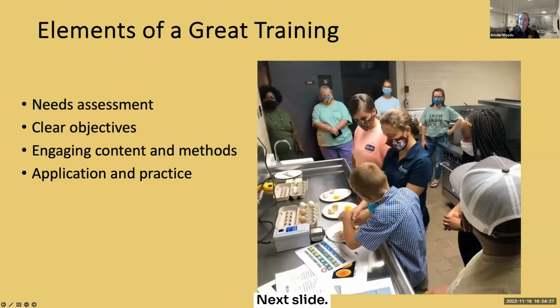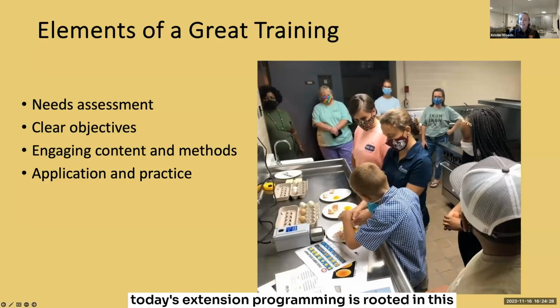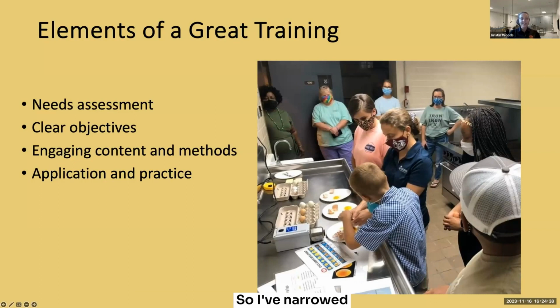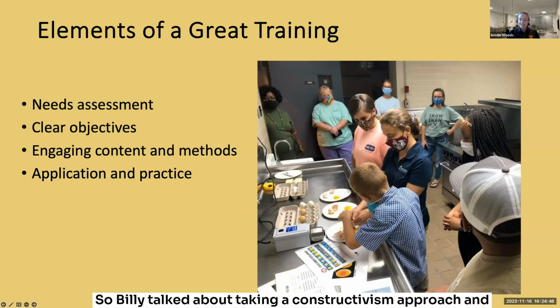Next slide. So today's extension programming is rooted in this history and the principles of andragogy, which did not become a popularized field of study until the 1970s. So I've narrowed down that field of study into about four concepts: the needs assessment, objectives, engaging content, and application and practice. So Billy talked about taking a constructivism approach, and the needs assessment is really imperative to doing this.